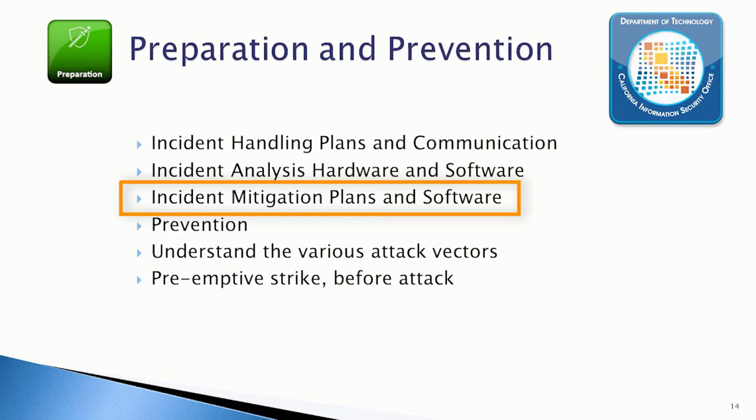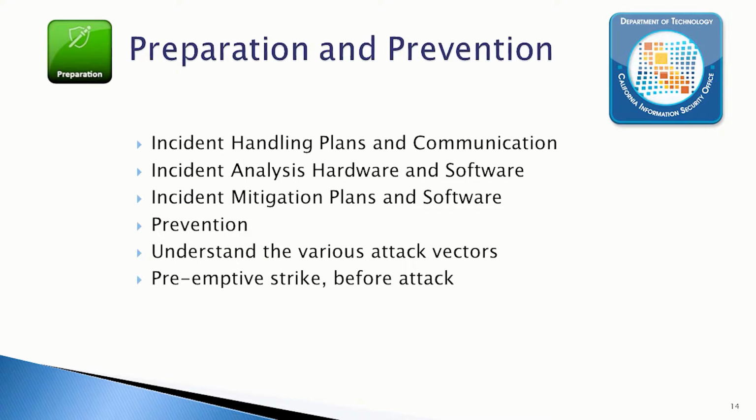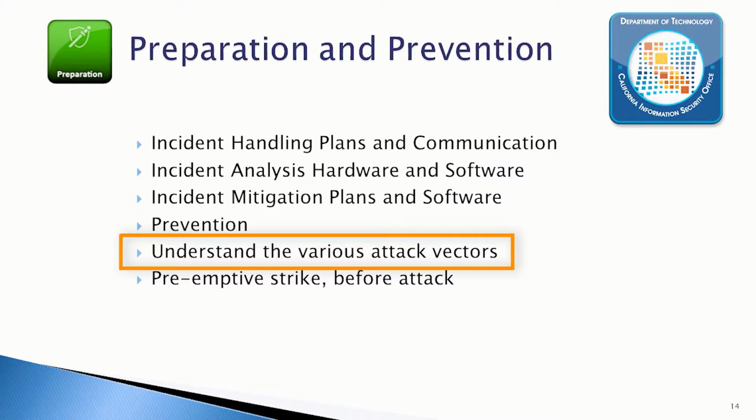Also, the mitigation plans and software are things like you have clean images of your operating system, as well as access to your archive files and your backup files, and not only access, but where are they, how far is your data backed up, and how quickly can the data be ported back to a clean system. There's prevention, which covers things like your antivirus software, your malware detection software, your host security and your network security systems that are running, and then understanding the various attack vectors.